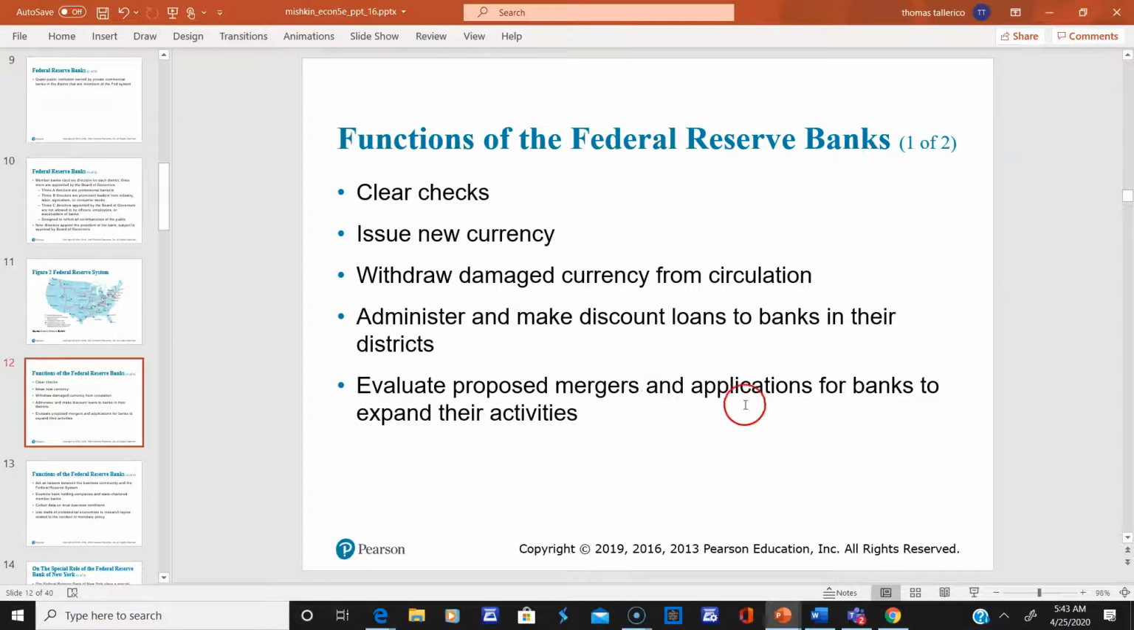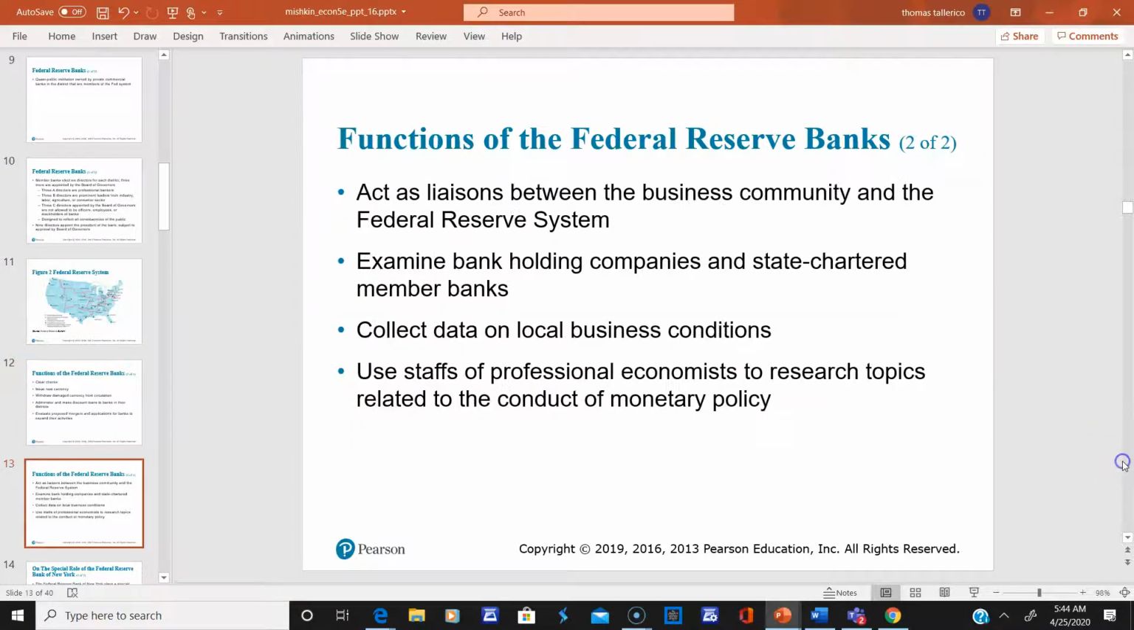And they'll look at mergers and applications for banks that want to expand their activities. So they're kind of like a watchdog for banks. So they're a liaison, right, between the business community and the Federal Reserve System. And again, they examine bank holding companies and any state chartered member banks. They use staffs of professional economists to research topics, and I go to these meetings every year at the Fed, and I'll show you some of the information I get.